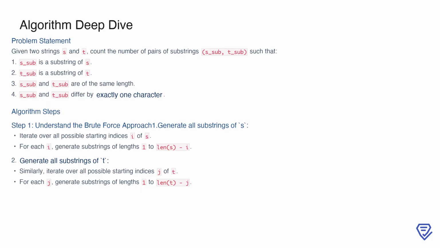First, we generate all possible substrings of S by iterating over its starting indices. At each starting index, we generate substrings of increasing lengths. Next, we repeat this process for T, generating all its substrings as well. This sets us up to compare substrings from both strings in the subsequent steps.